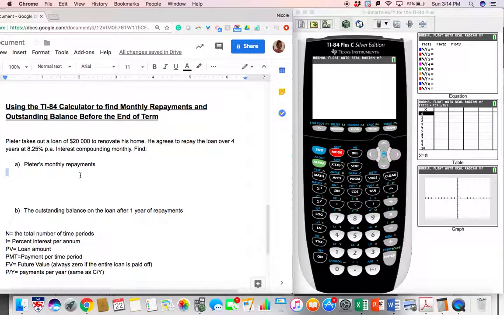Hi, in this video, we're going to be looking at how to use our TI-84 to figure out monthly repayments, as well as how to figure out the outstanding balance before the end of the term. So what do I mean by this?